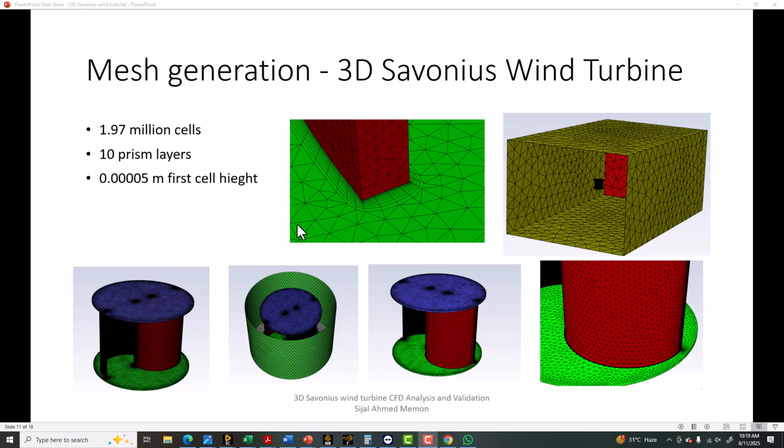The mesh is created here, and the first cell height was kept as 0.405, and the Y plus we are getting here is less than 5. And we use 10 inflation prism layers. In the paper they use 15, but we use 10 here, and I think this is enough.